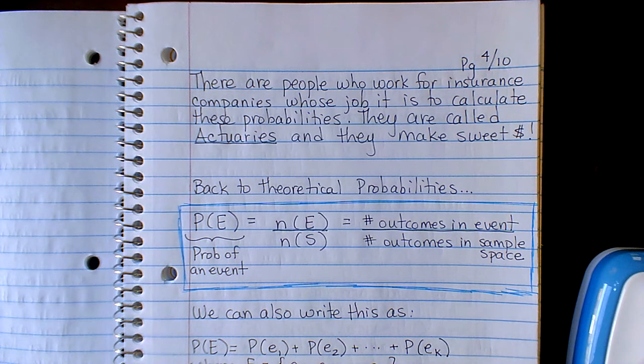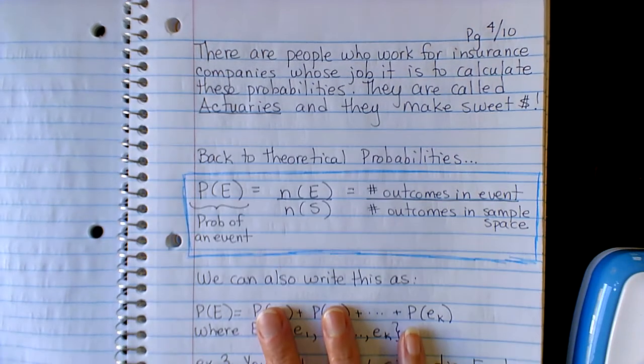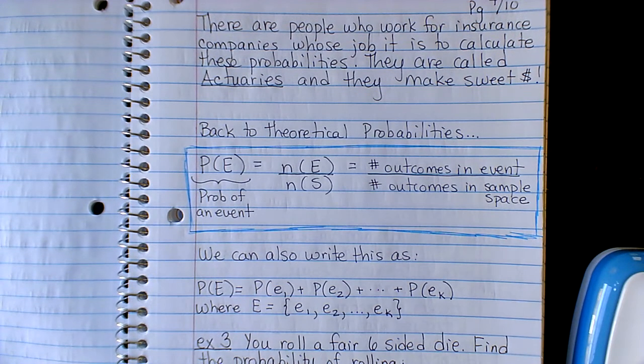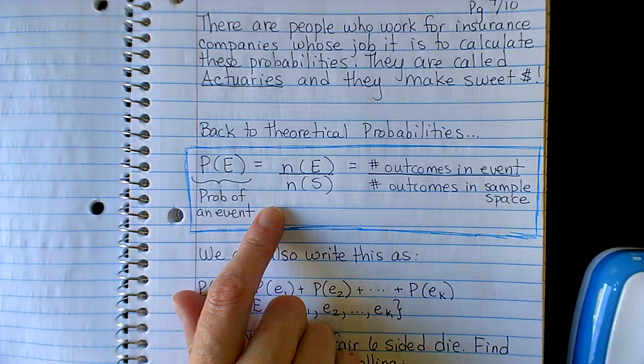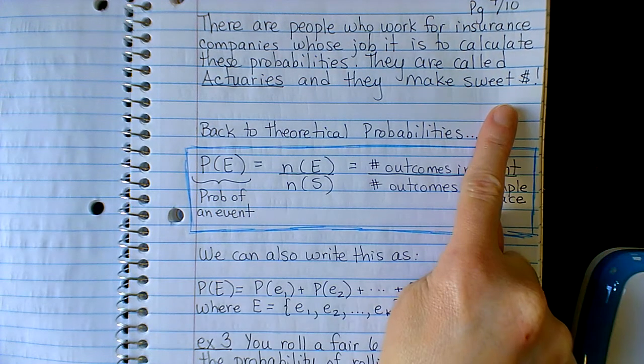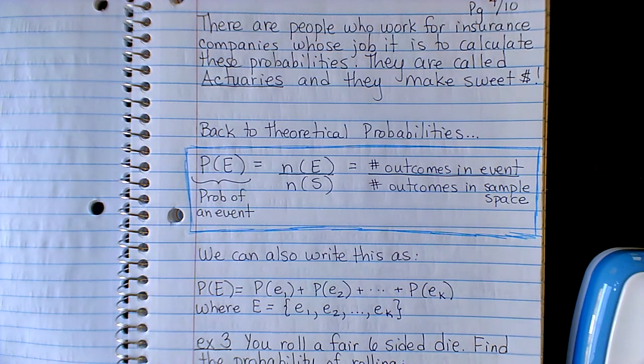Anyway, these people are called actuaries, and they make some sweet bank. I'll tell you what, actuaries make some sweet, sweet money. Probably should have pursued that more. Anyway, but no, we don't want the sweet money, do we? Because we want to be teachers, so we want to be poor.